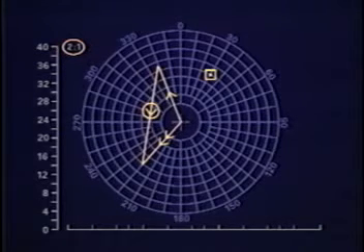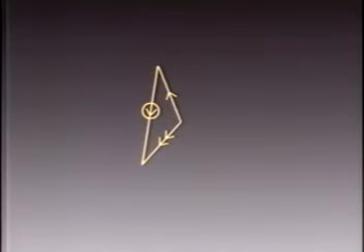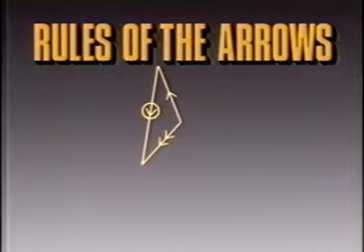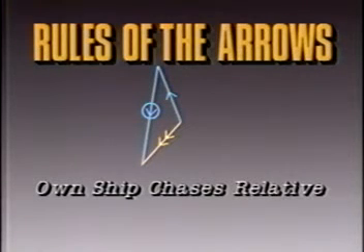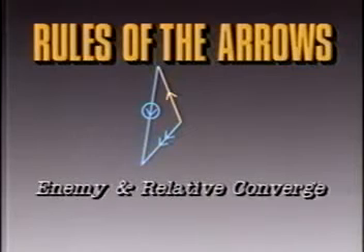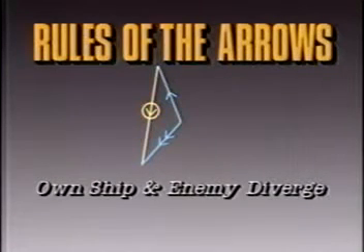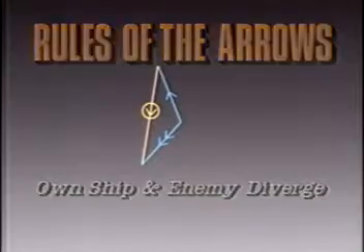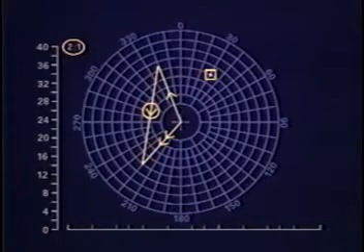To ensure the information has been plotted correctly, there are three important rules to follow. These are called rules of the arrows. The first rule is own ship chases relative. The second, enemy and relative converge. And the third, own ship and enemy diverge. When you've determined the information has been plotted correctly, resume your calculations.